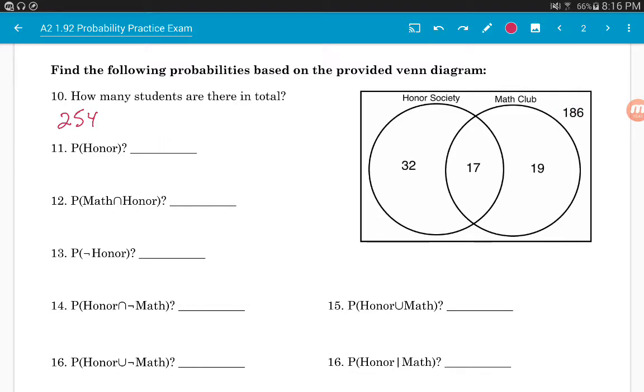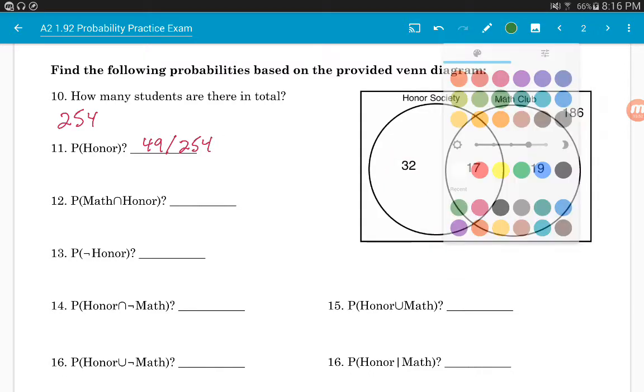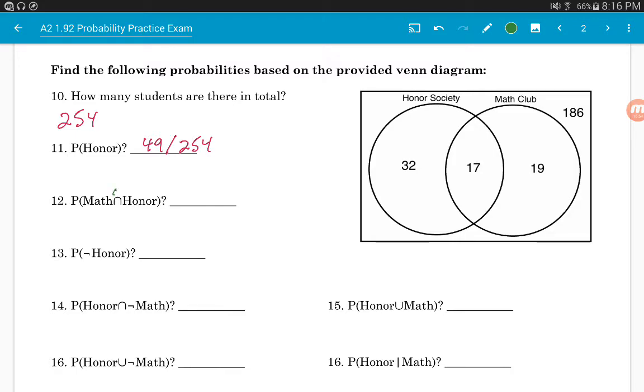The probability of being in honor society, that's 49 people in honor society out of the grand total, 254. Probability of math and honor. Well, who's in math and honor? Well, just these guys in here. So 17 out of 254, because they have to be in both math and honor.